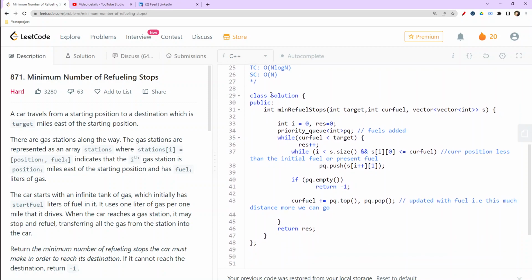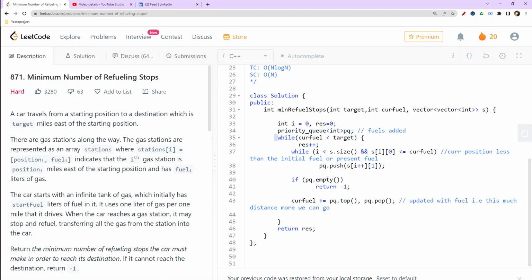So the first thing we are taking here is int i equals 0 and result equals 0. And we are taking a priority queue where fuels would be added, and as we are using C++, priority queue is already in the form of a max heap. So the maximum element would already be on top, because we require the most optimal one, and here the most optimal simply refers to the place we can reach and that particular station where we would have the maximum fuel. That is stored in the priority queue's topmost element.